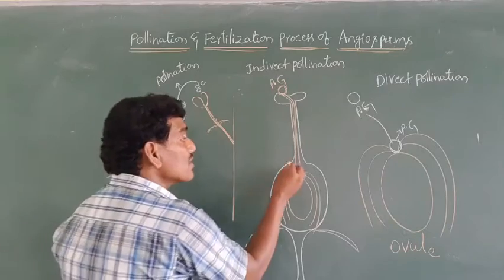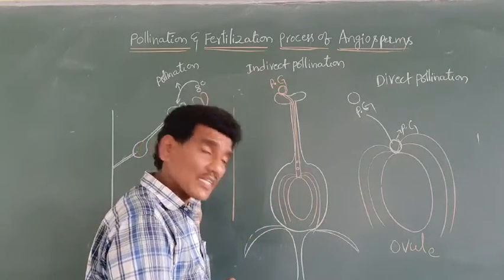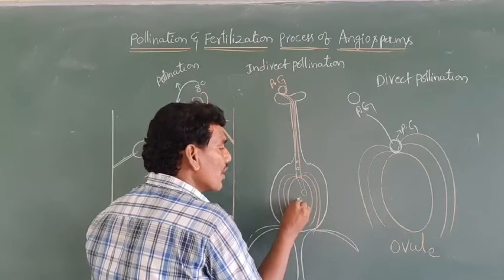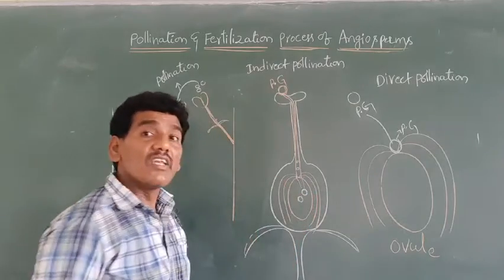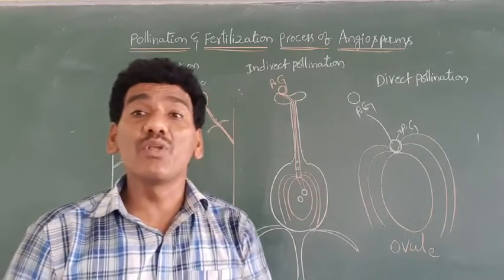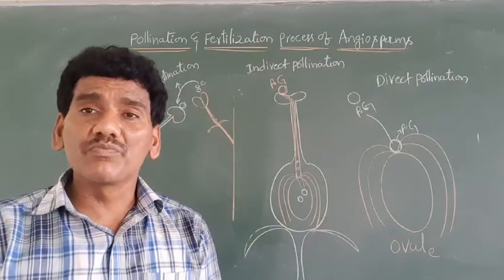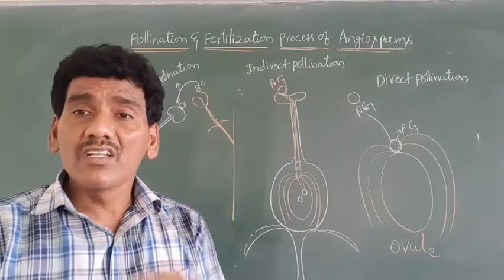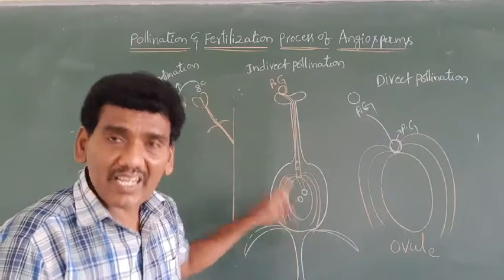Inside the pollen tube, two male gametes are present. The two male gametes are released into the embryo sac. Generally, during the development of the pollen tube from the pollen grain, two male gametes are synthesized, and these two male gametes are released into the embryo sac.